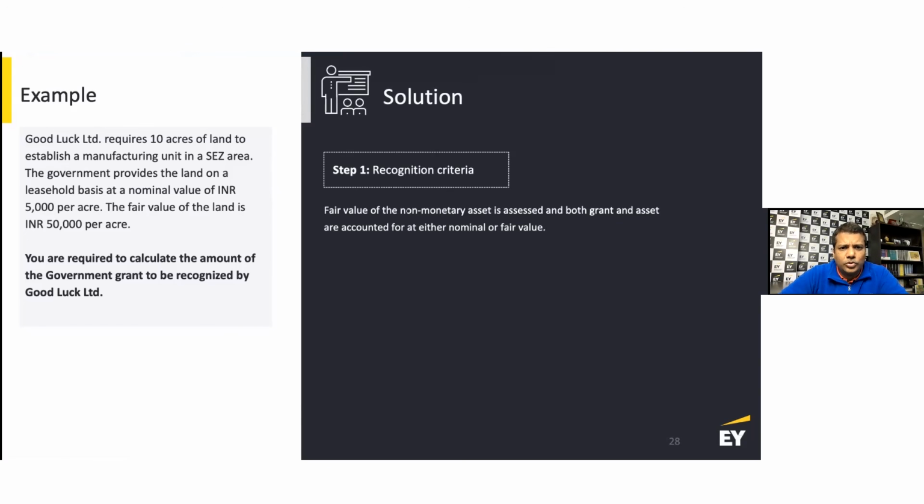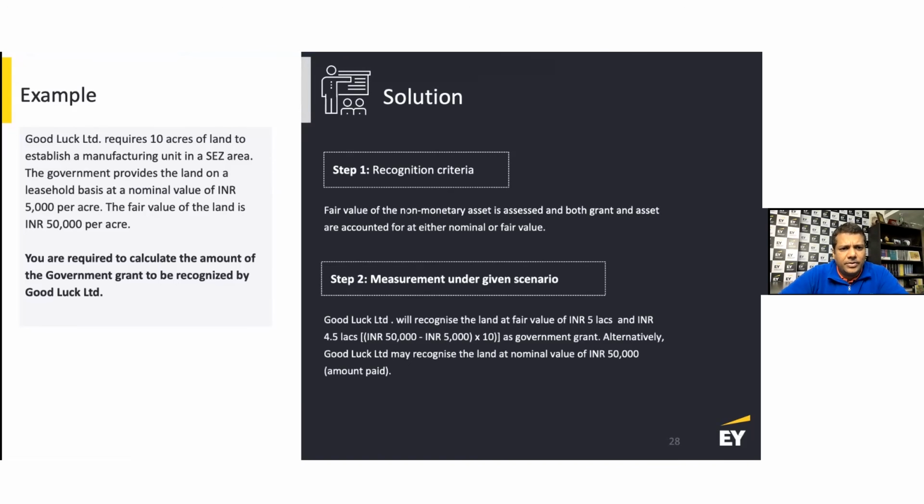Okay, so I'm going to look at option one, recognition criteria: both grant and asset are accounted for either at nominal or at fair value. Measurement under the given scenario: Good Luck Limited will recognize the land at fair value, which is 50,000 into 10, that is 5 lakh, and INR 4 lakh 50,000 as the amount of government grant. Alternatively, I may only record 5,000, which is what I need to pay, into 10, that is 50,000, as the value of the land.